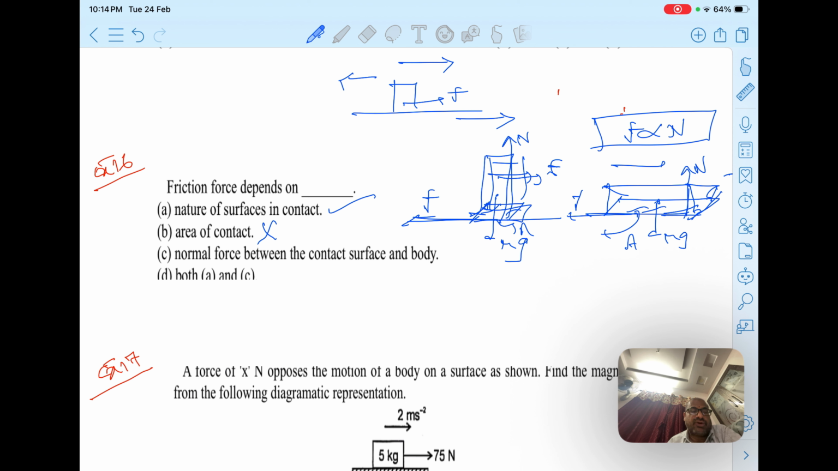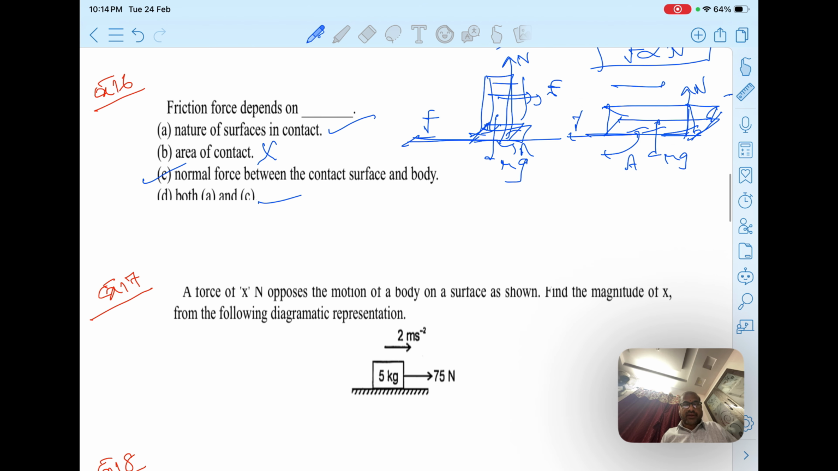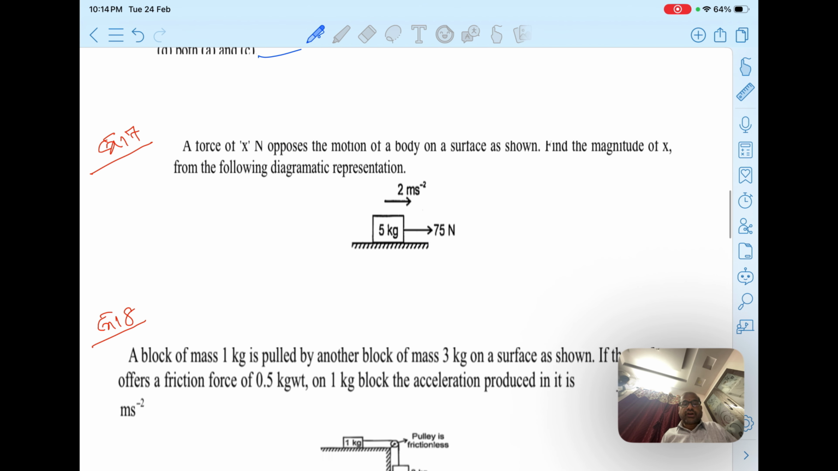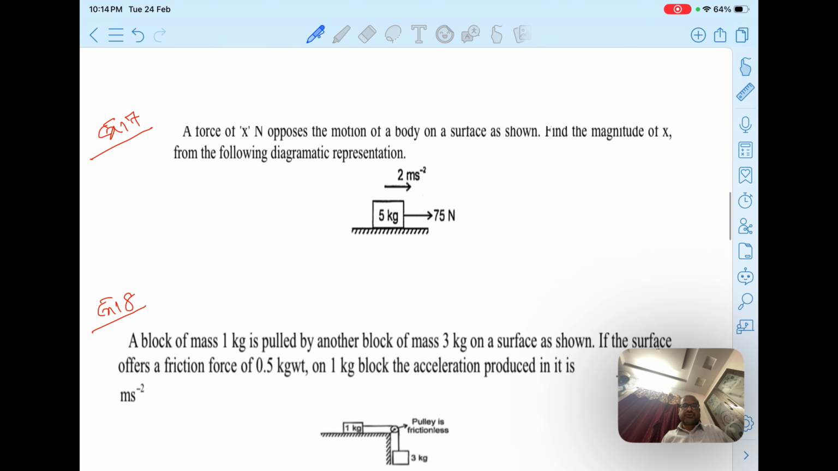Normal force between contact surfaces and body, yes, this is true. Both A and C, these two answers are right. Friction depends on normal reaction and on the nature of surfaces in contact, right? Now in this question you see a force of x Newton opposes the motion of the body and surface as shown.